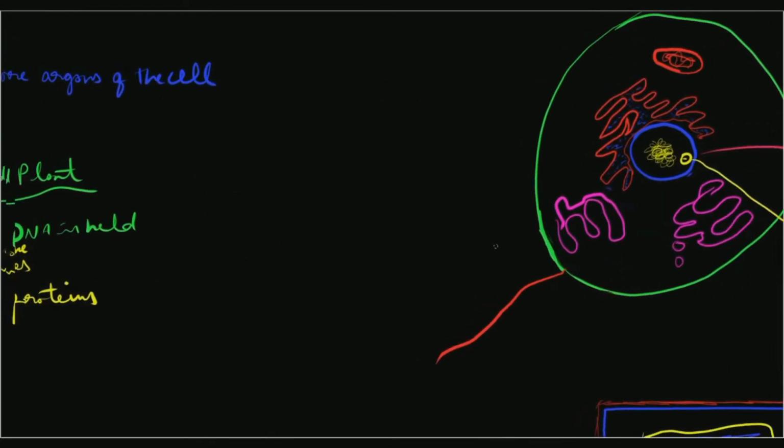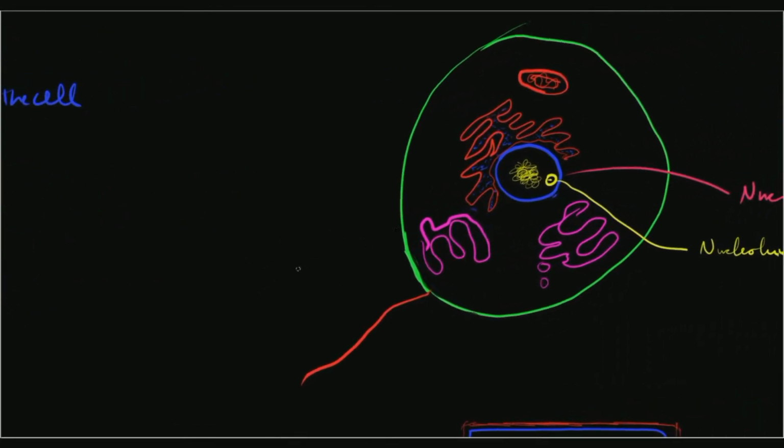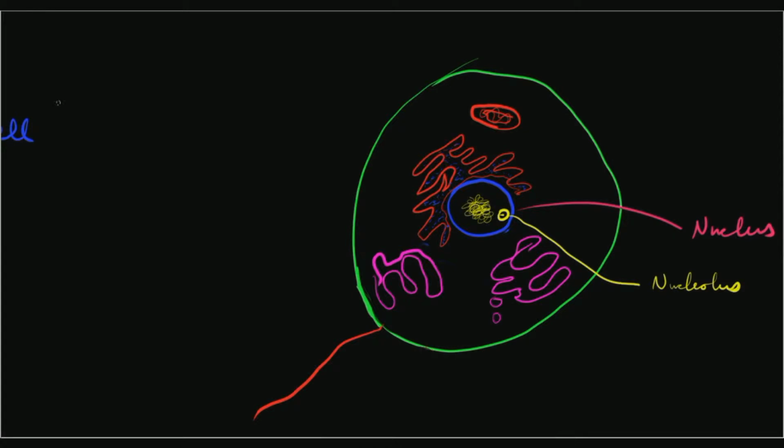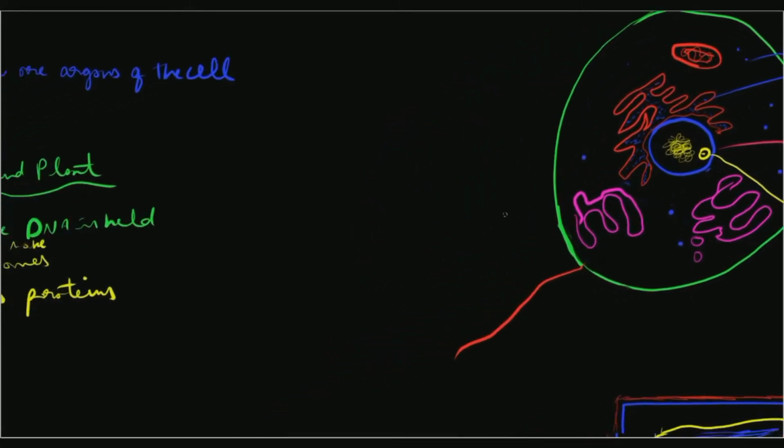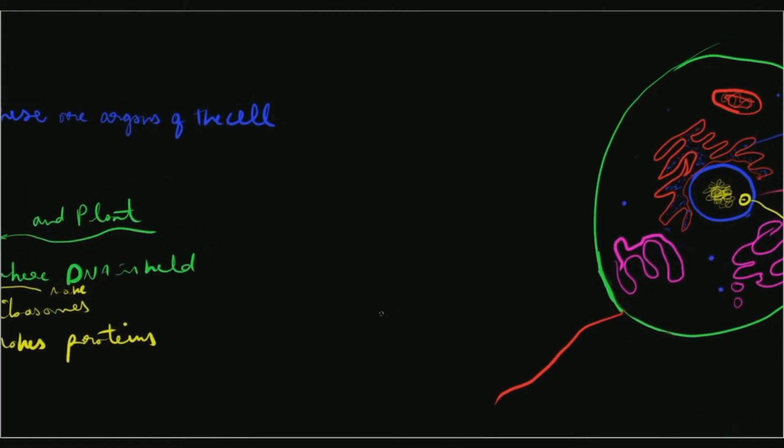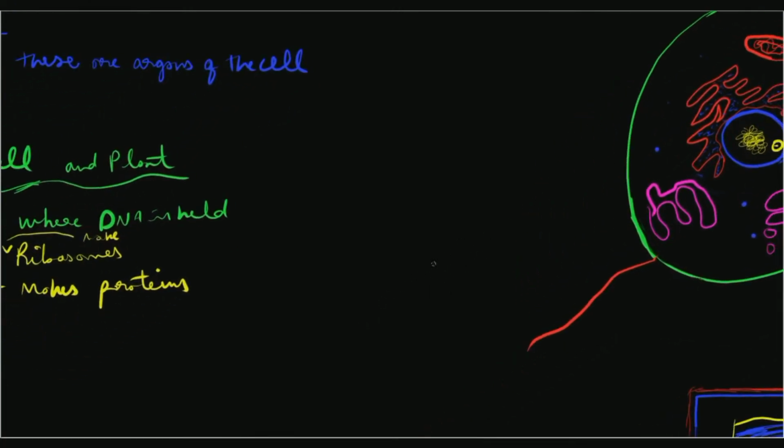Let's go ahead and label the part. These blue dots here are all ribosomes. And you might have some other blue dots all around the cell, and we'll talk about the difference between the two: the ones on the endoplasmic reticulum and the ones in the cytoplasm.